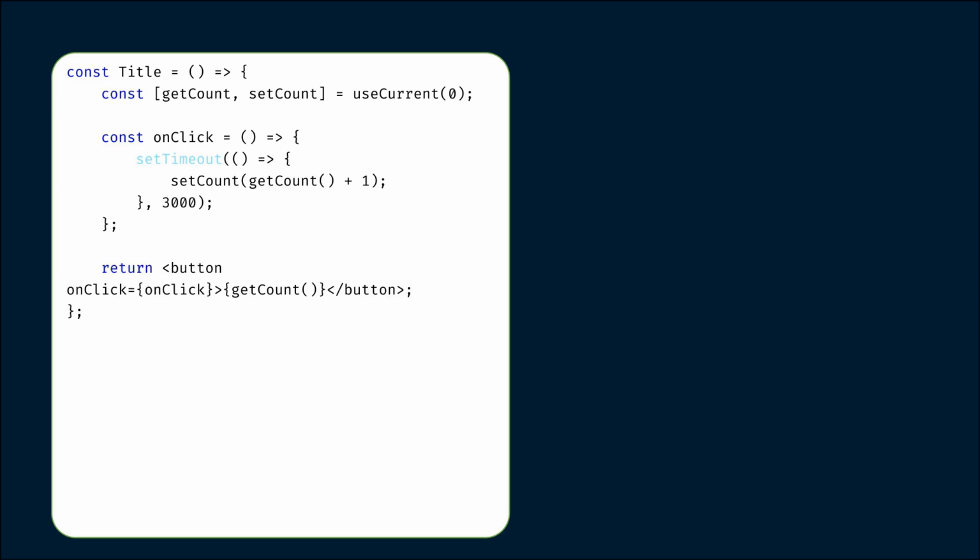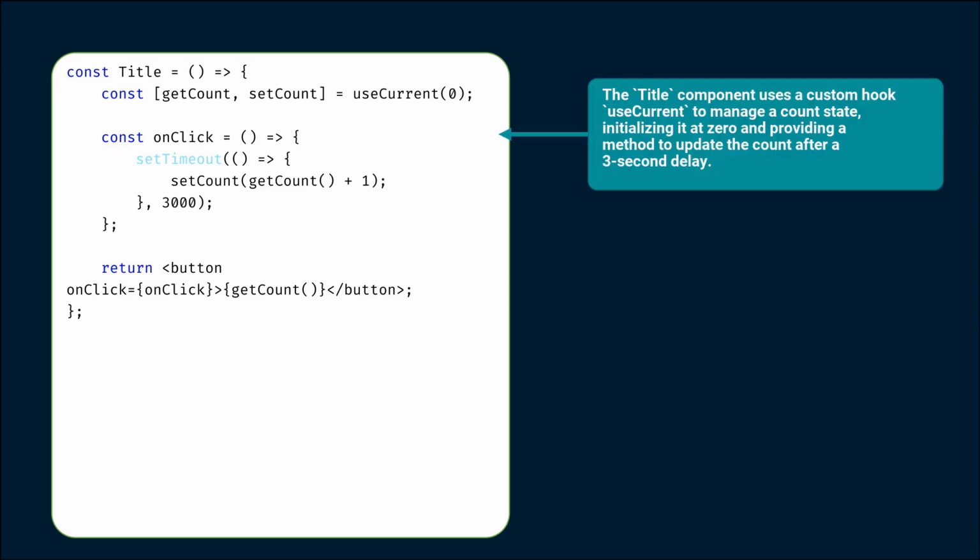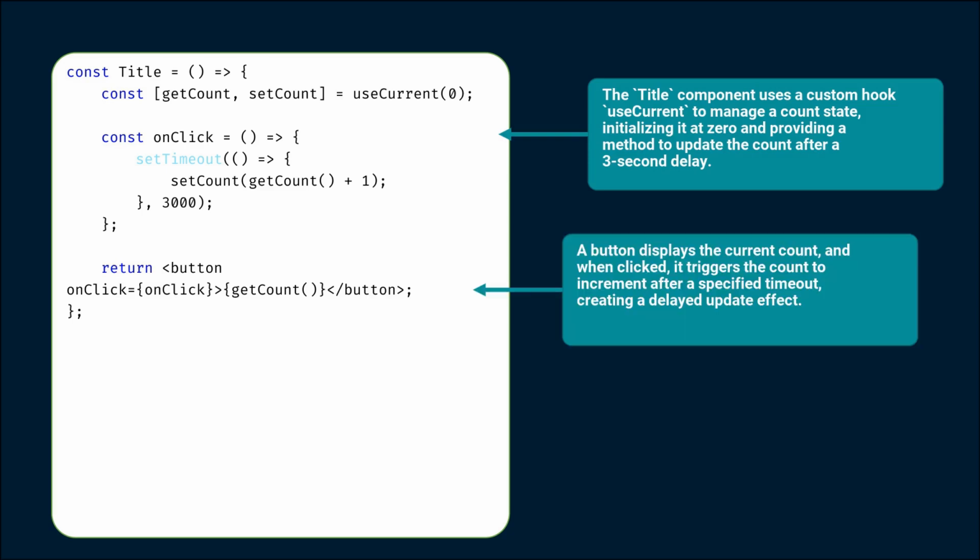Next, we will implement a simple component called title that utilizes our useCurrent hook for managing a click count. In this component, we initialize the count state with the hook using useCurrent(0), setting the initial count to 0. Importantly, getCount allows us to retrieve the current count value, while setCount serves to update this value. When the button is clicked, we trigger the onClick function, which sets a timeout of 3 seconds. After this delay, the function calls setCount(getCount() + 1), incrementing the count by 1.